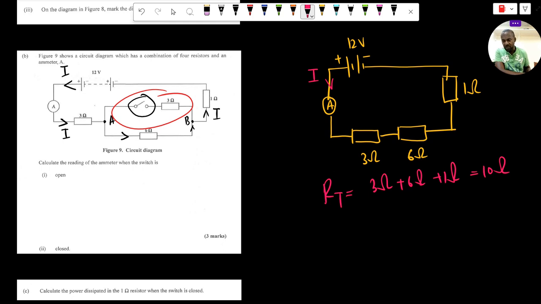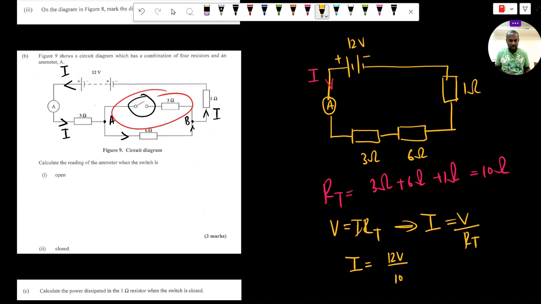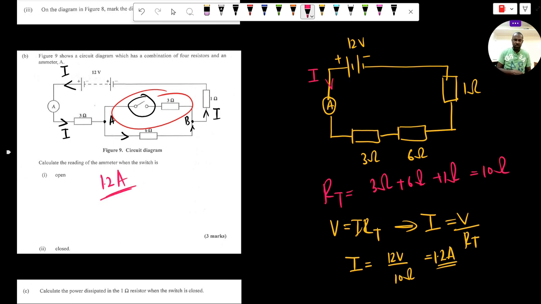Now, since you want to find the reading of the ammeter, of course, the ammeter reads current, and so what we want to find is the total current I that is flowing in the circuit. And of course, according to Ohm's law, in the form of the equation, we have V is equal to I RT, which therefore means that the current I is equal to V over RT. And so the current I would be equal to 12 volts divided by 10 ohms, which gives us 1.2 amperes. And therefore, this means that the ammeter reading with the switch open is 1.2 amperes. All right? So that's the first part of part B.